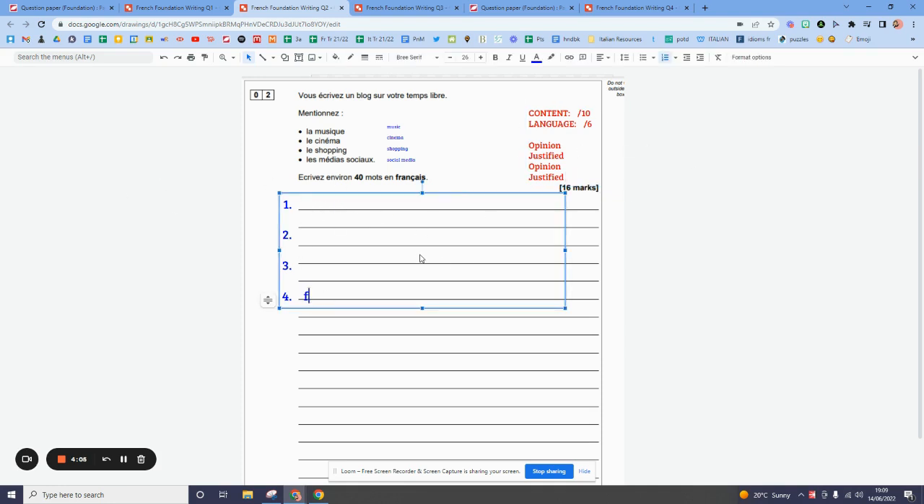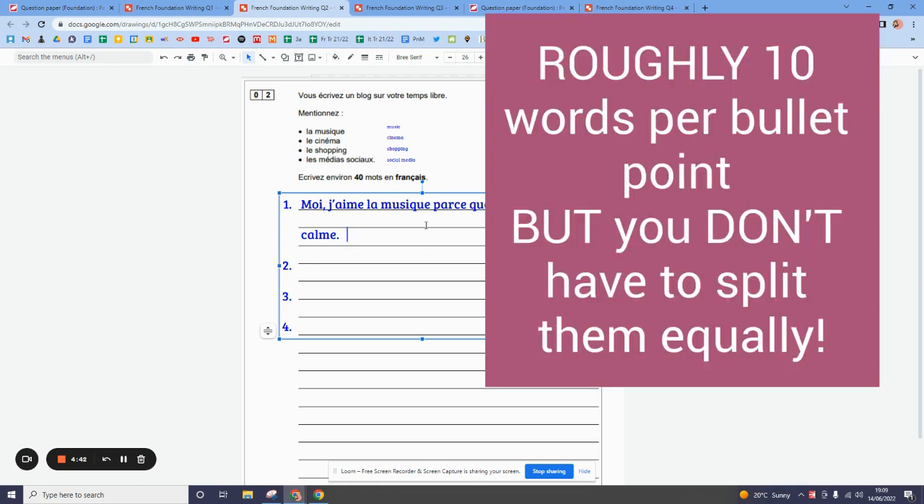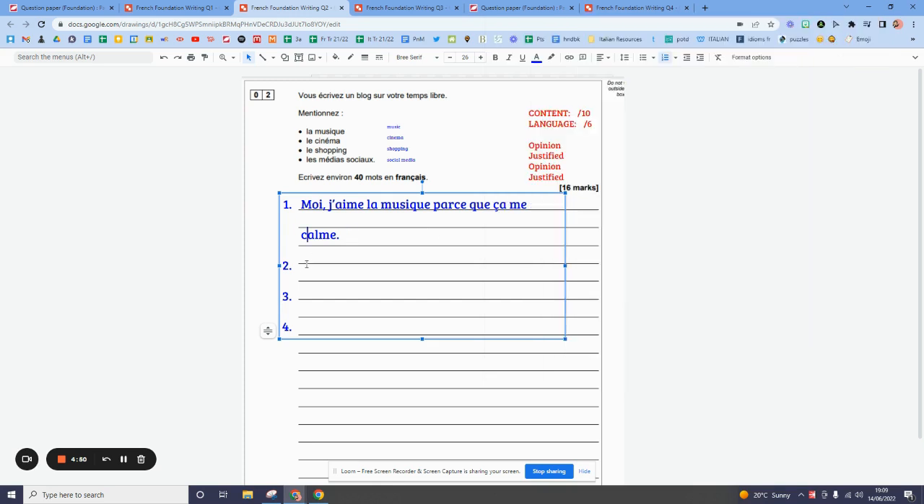So let's start with an opinion, shall we? Moi, j'aime la musique. And now let's justify it. Parce que ça me calme. Oh, look, a nice complex structure there. 8, 9, 10. I'm sorry, that's literally perfect and I didn't plan it. 10 words per bullet point on average. However, you can write loads of words for 1 bullet point and hardly any words for another bullet point as long as you've covered it. Okay, you don't need to balance out your bullet points.